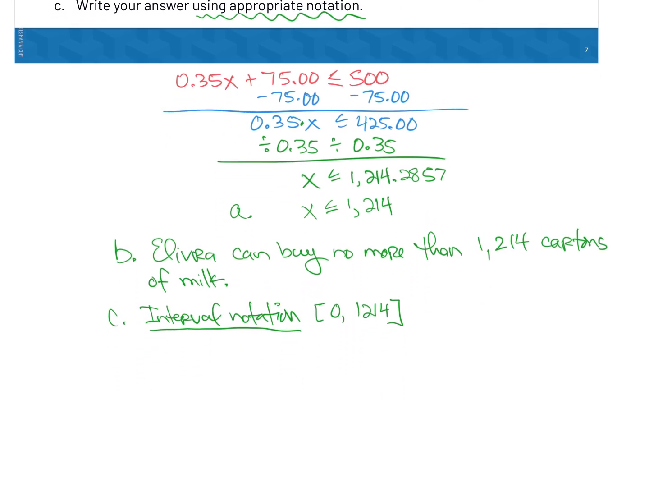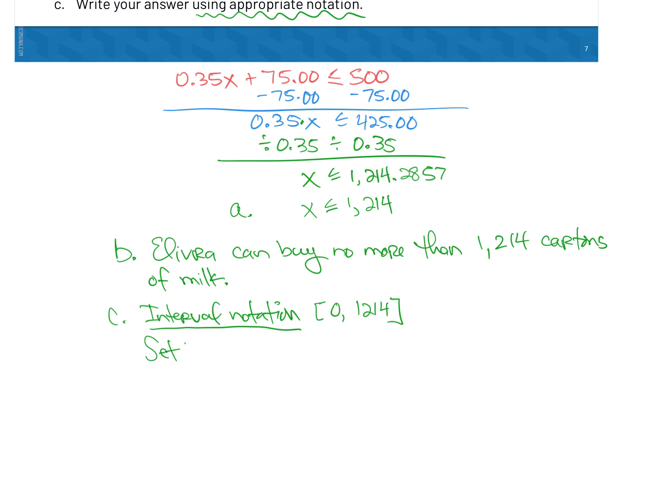The other thing we need to talk about is what is called set notation. Set notation has curly brackets. We're going to put X in there, because that is our variable. Then we have this up and down line, which says X is in the form of, and we go from 0 less than or equal to X less than or equal to 1,214. And then we finish off with the closing curly bracket.